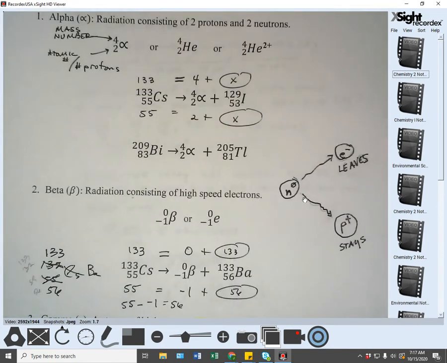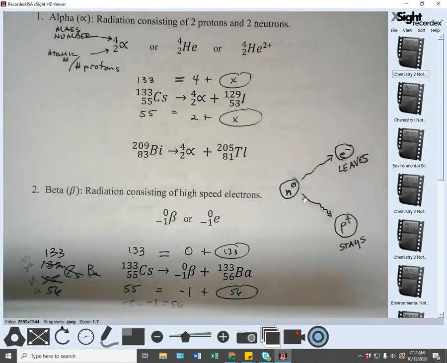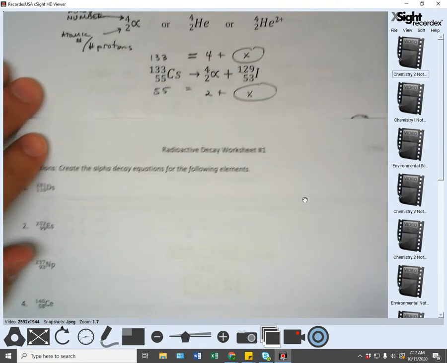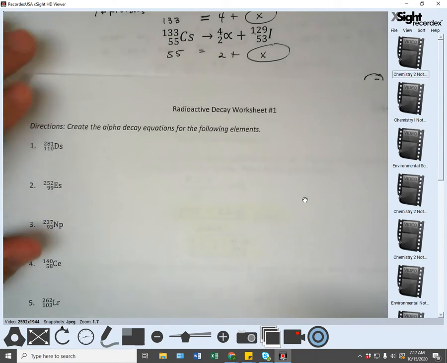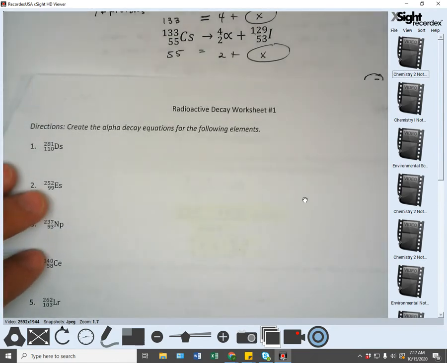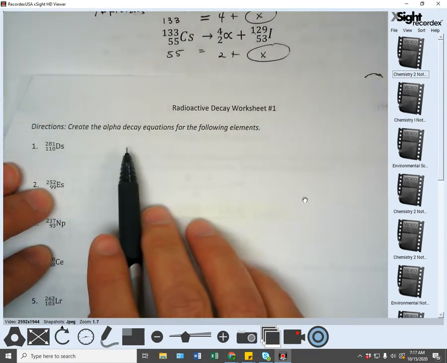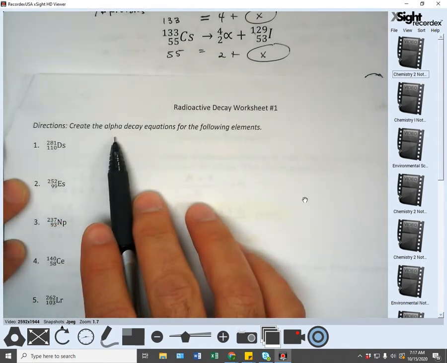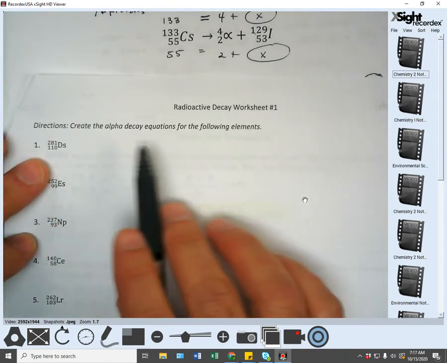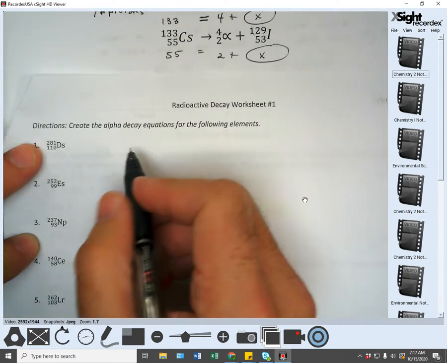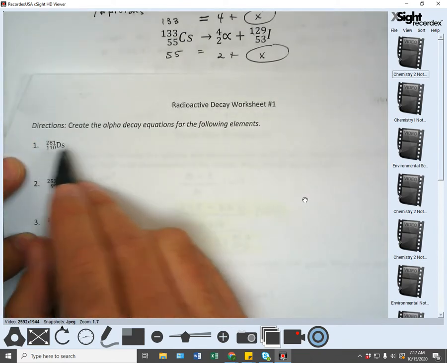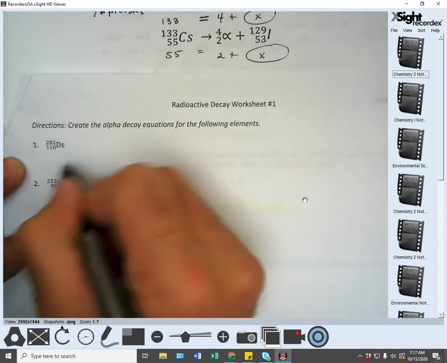All right. Okay, let's try one from the homework. So I'm going to do this first one here, number 1. These are all, the top 5 are all alpha decay. I have to tell you which type of decay I want you to do. So alpha decay. You can rewrite it, or you can just leave this as your beginning thing. This is the beginning nucleus.